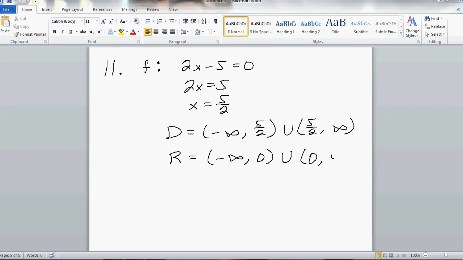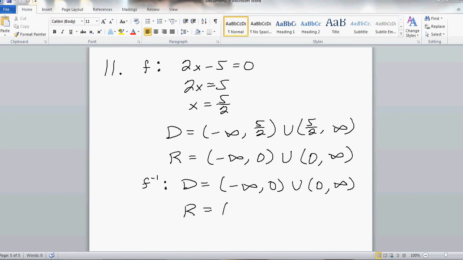So we get this. Now the really nice thing, that's for f. The inverse, we don't have to do any thinking whatsoever. The domain now becomes everything but 0. And the range becomes everything but 5 halves.